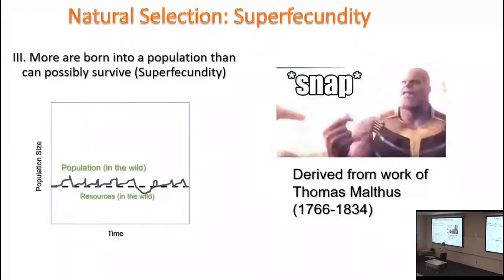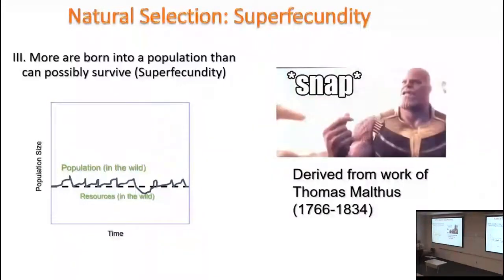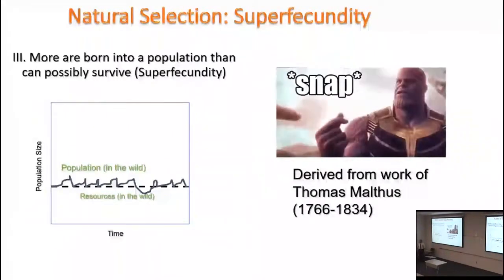Because there's always limitation. Maybe not enough food, not enough space. If the population gets too high, you might get the spread of diseases. The predators might take you out. And so the environment will take you back down to a certain level.